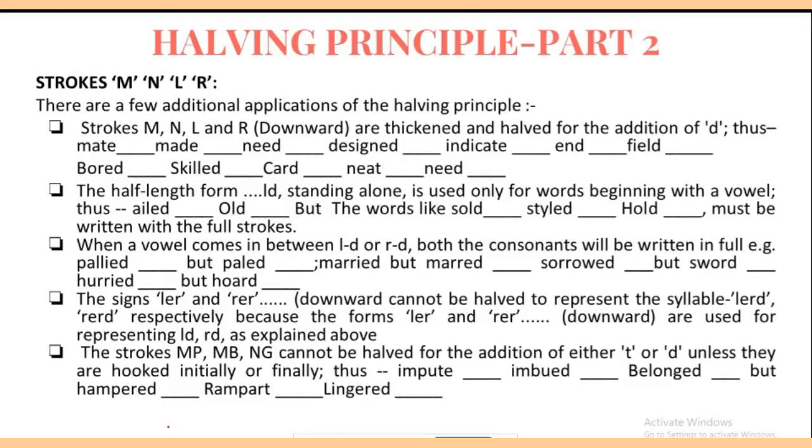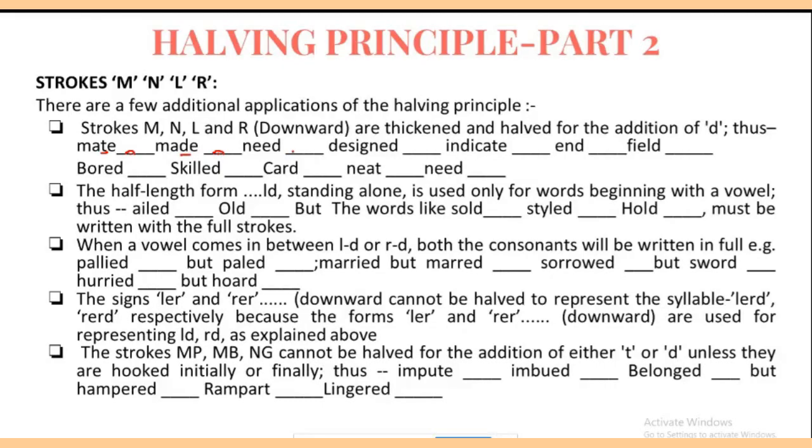Stroke M, N, L, and R downward. Please be careful. L and R downward are thickened and hard for the addition of D, thus mate. In case of mate, M will be light. But in case of maid, M will be dark. The reason is that in case of mate, M is being halved for T, and in case of maid, M is being halved for D.